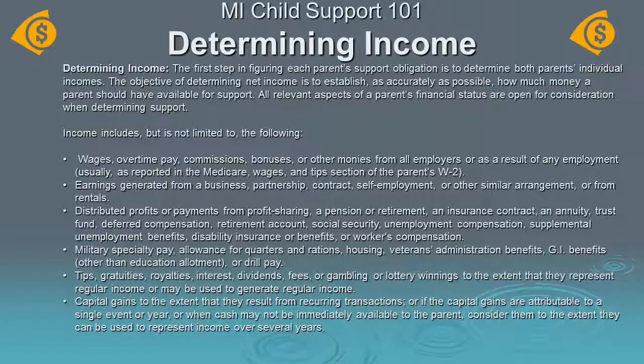Determining income. The first step in figuring each parent's support obligation is to determine both parents' net incomes. The following slides represent the various incomes that are used when determining income for supporting a child, such as wages from an employer, reported in the Medicare and Tips section of a W-2 form, earnings from a business, profits or payments from profit sharing, a pension, trust, Social Security, unemployment, disability benefits, workers' compensation, military pay, tips, lottery winnings, capital gains.